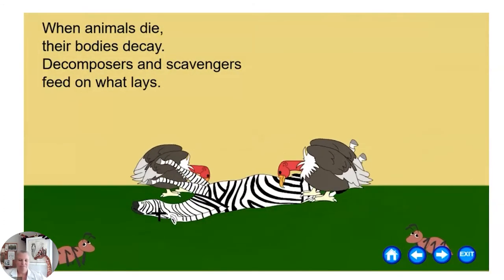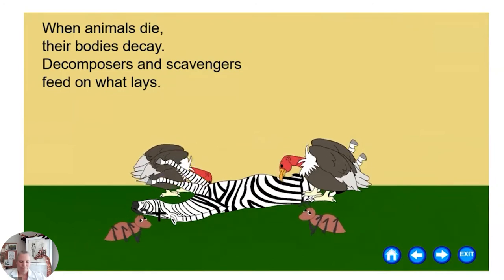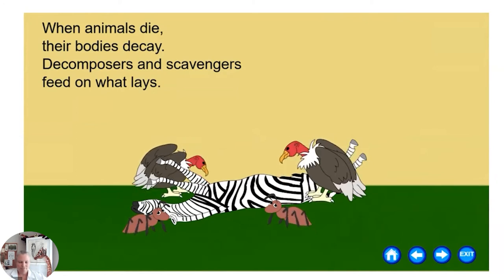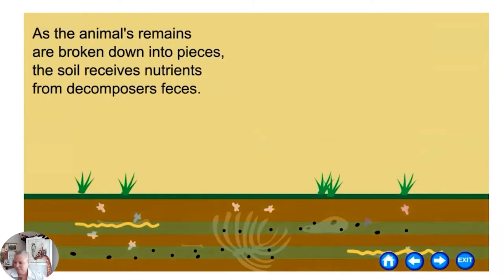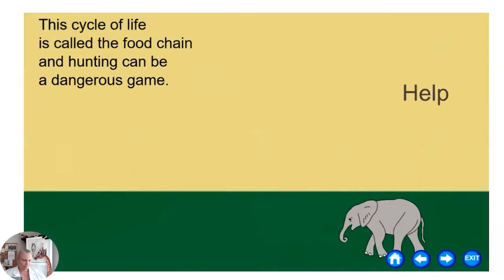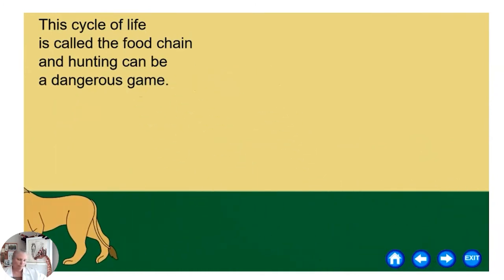When animals die, their bodies decay. Decomposers and scavengers feed on what lays. As the animal's remains are broken down into pieces, the soil receives nutrients from decomposing feces. The cycle of life is called the food chain, and hunting can be a dangerous game.